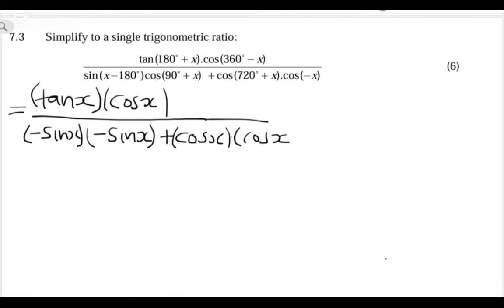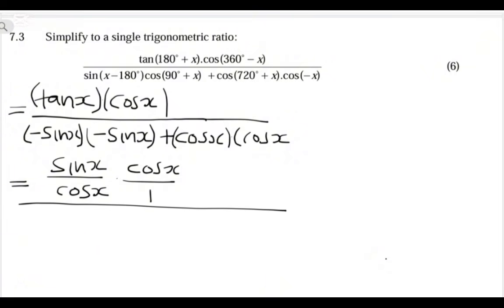Yeah, almost 4 marks for this one. So next we can just expand this term. This is the same as sine of x over cos of x. And then here we have cos of x over 1. We want to just multiply this.